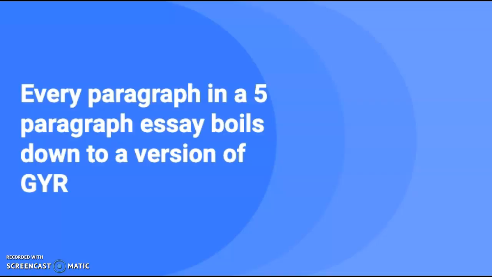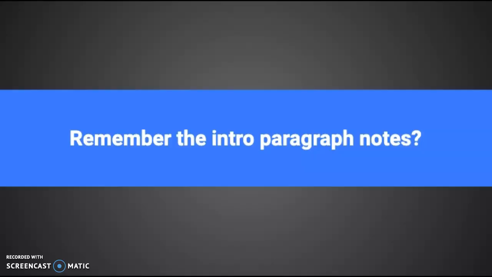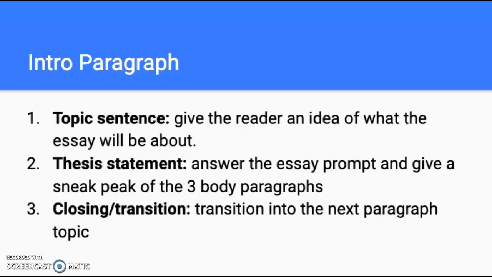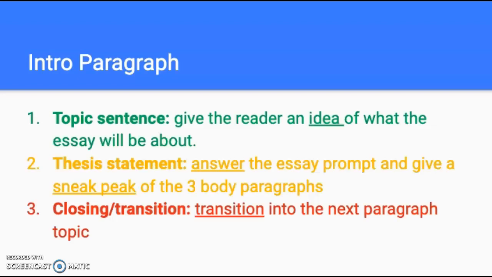Every paragraph in a 5-paragraph essay boils down to a version of GYR. We did the intro paragraph notes the other day, so remember those. Topic sentence, thesis statement, closing transition. Okay? It's green, yellow, red. We've already done this. We're just putting a name on it now. Green, we got right into what we were talking about. Thesis, we slowed down, gave a little bit more explanation and detail in a couple of sentences. And then closing, we wrapped it up and transitioned to the next one.